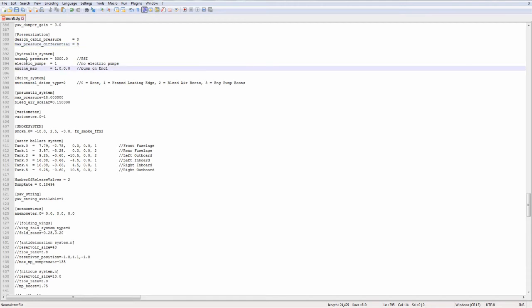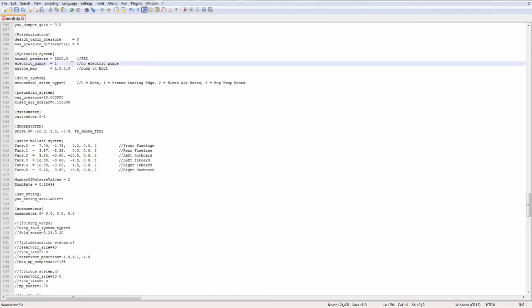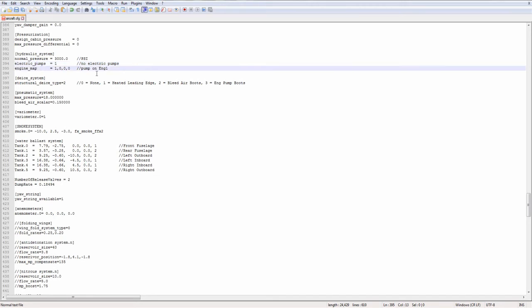Okay, hydraulic system, just three things to set. Normal pressure in PSI of the hydraulic system. Whether or not there are electric pumps available, that's a flag: 0 for no, 1 for yes. And the engine map, which engines have hydraulic pumps. You've seen this enough times, you probably should figure out what that means by now.